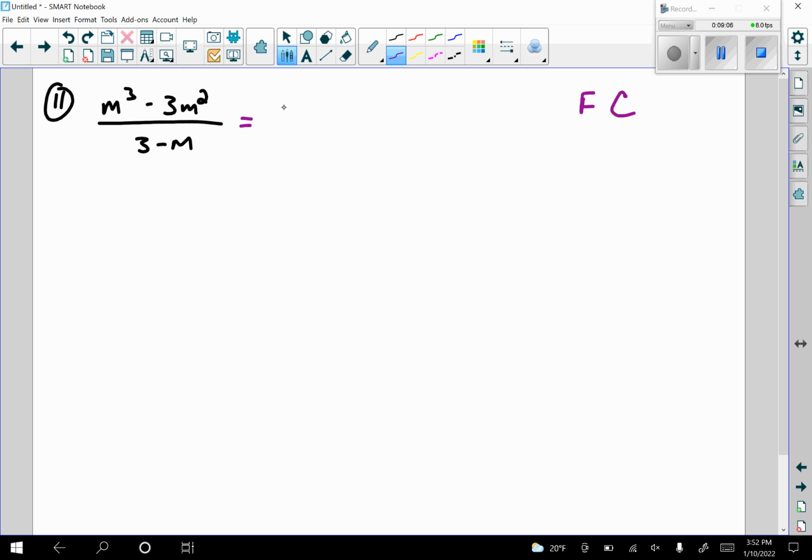So in the numerator, there's a GCF of m squared. That's going to leave us with an m minus 3. In our denominator, we have a 3 minus m. And yes, these are opposites, so as we cross them out, we're going to leave a negative 1 times m squared. We just get a negative m squared.